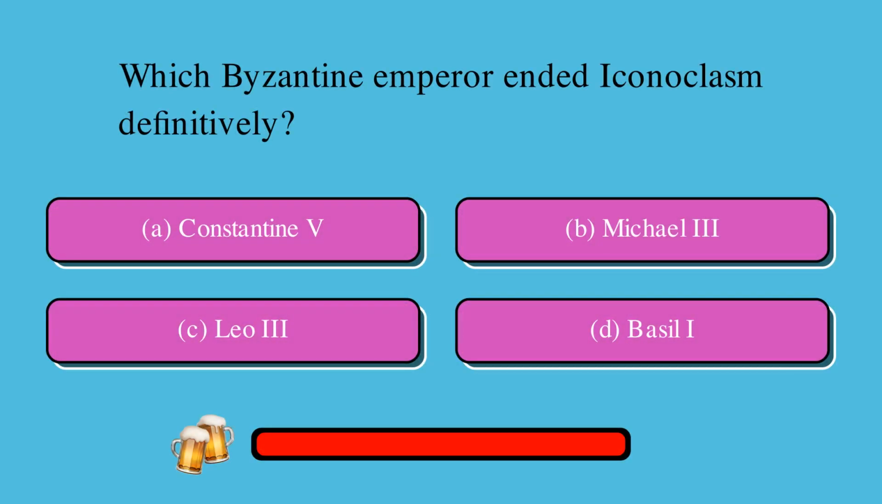Which Byzantine emperor ended iconoclasm definitively? Is it A, Constantine V, B, Michael III, C, Leo III, or D, Basil I? The correct answer is B, Michael III.